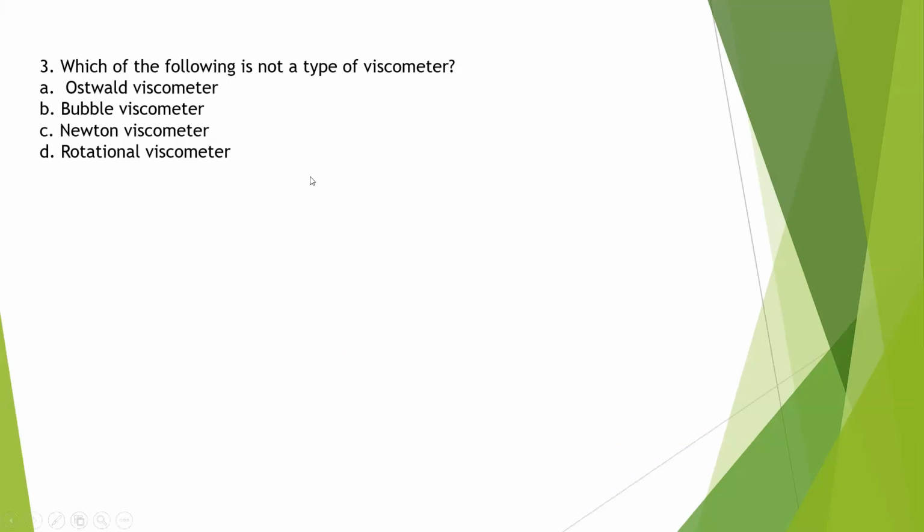So I got 5 answers and they say the correct answer is C. So obviously the correct answer is C. Newton viscometer is not a type of viscometer.